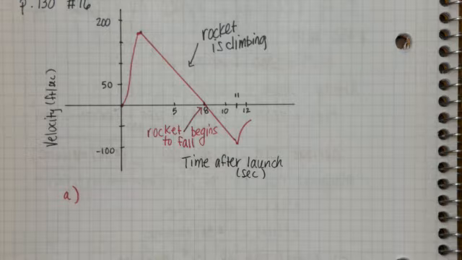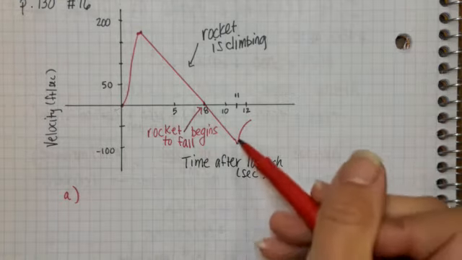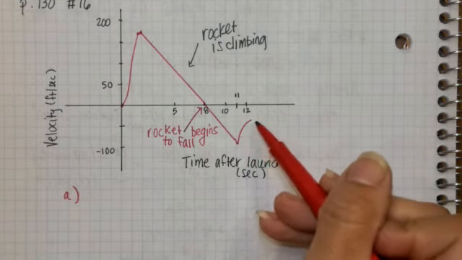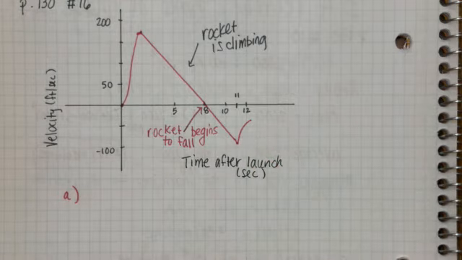A small explosive charge pops out a parachute shortly after the rocket starts downward. The parachute slows the rocket. That's what's happening right here. Here's parachute launch. It slows the rocket, so it's still falling, but not as fast, to keep it from breaking when it lands. Okay, now let's answer the question.